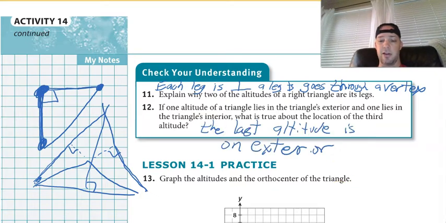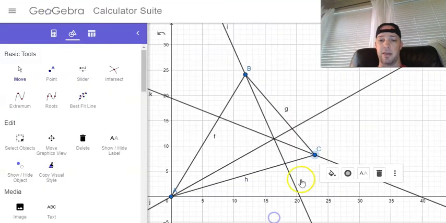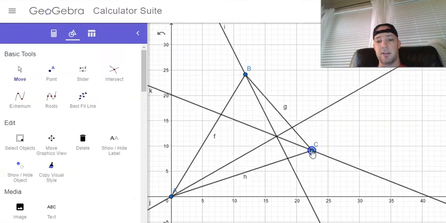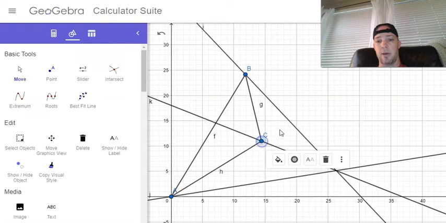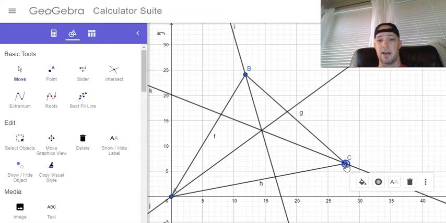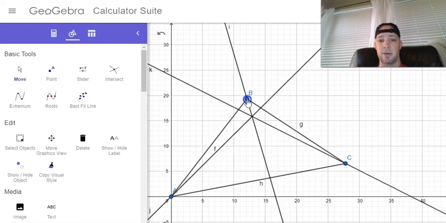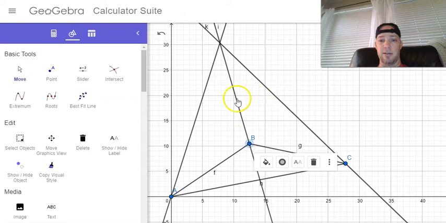And let's visually look at that a little bit more with this here. Notice here, as soon as I make C an obtuse angle, two of the altitudes are on the exterior, one's on the interior. Same thing here. If I make B obtuse, two of them are on the exterior and one of them is on the interior, but you have to extend it past out as well.